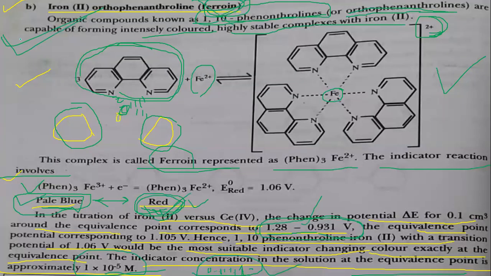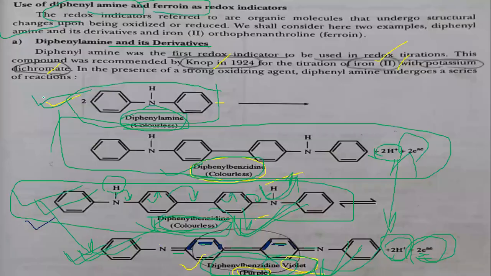See, these two are different ones. This is orthophenanthroline. It is a printing mistake that has come in their book. So let it be, don't worry about that. Such many printing mistakes are there. So this is all about the indicators.